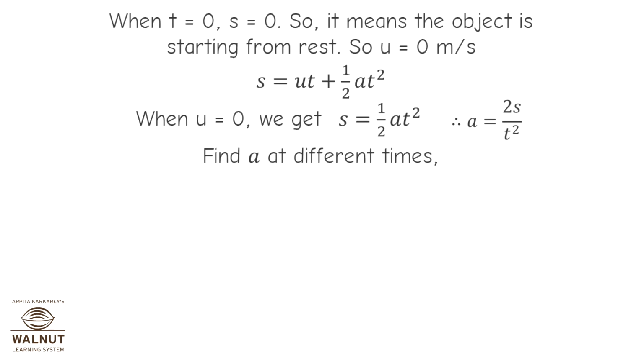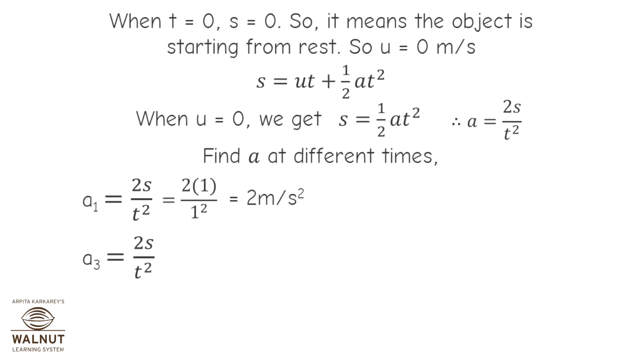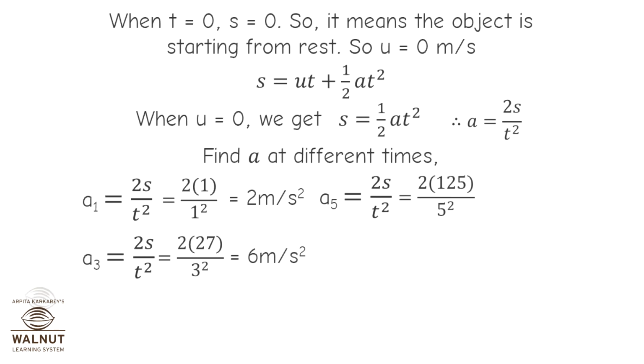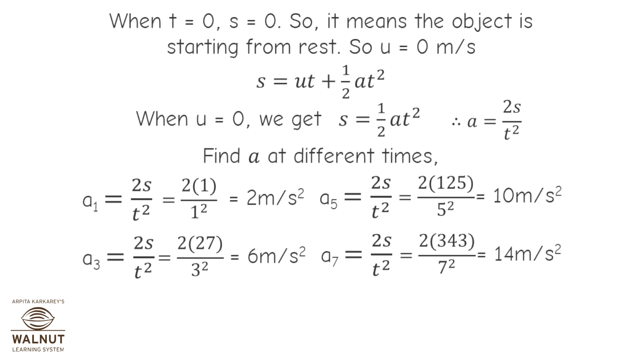Find a at different times. a1 is equal to 2s upon t square, which is equal to 2 into 1 upon 1 square, which is equal to 2 meters per second square. a3 is equal to 2s upon t square, which is equal to 2 into 27 upon 3 square, which is equal to 6 meters per second square. a5 is equal to 2s upon t square, which is equal to 2 into 125 upon 5 square, which is equal to 10 meters per second square. a7 is equal to 2s upon t square, which is equal to 2 into 343 upon 7 square, which is equal to 14 meters per second square.